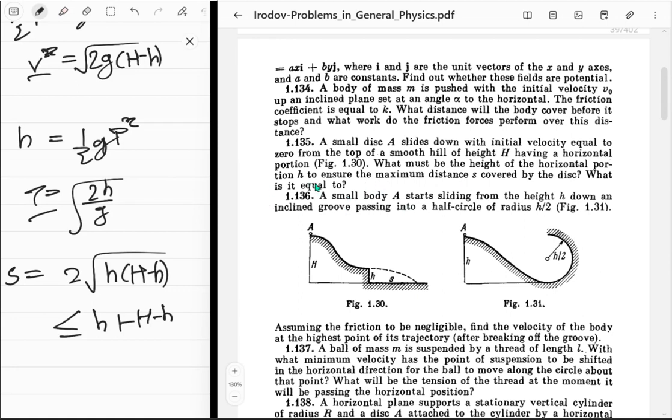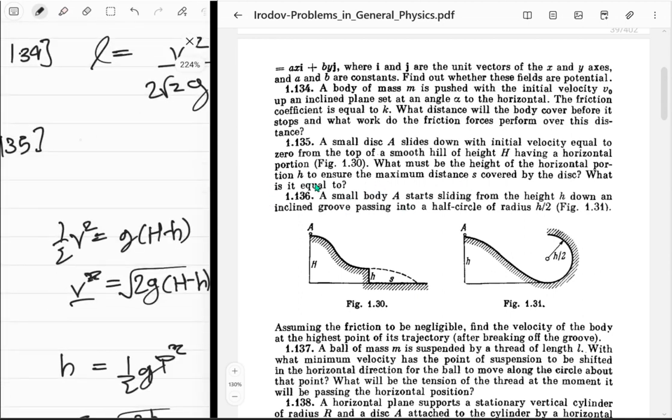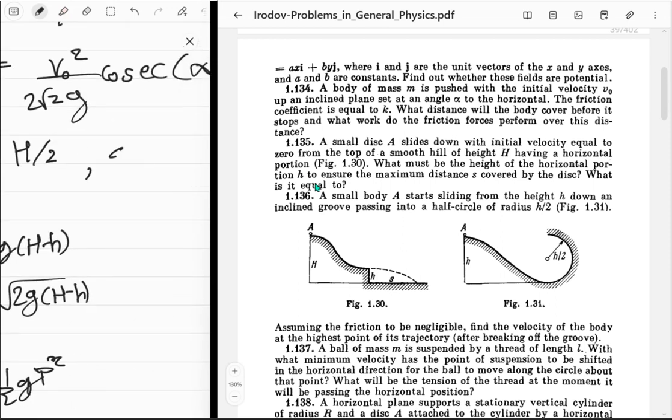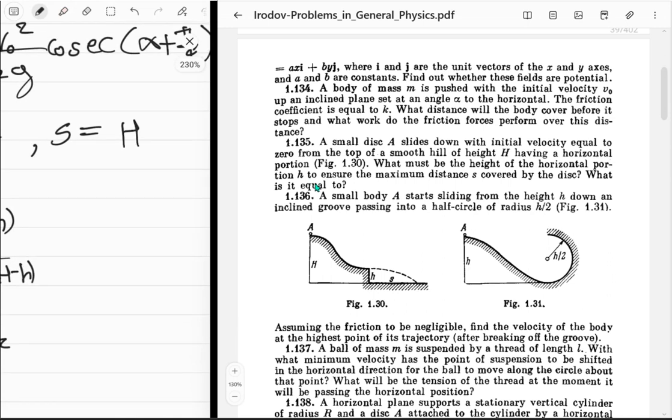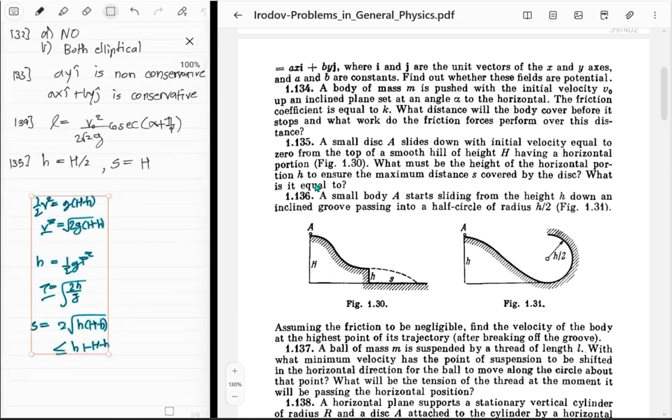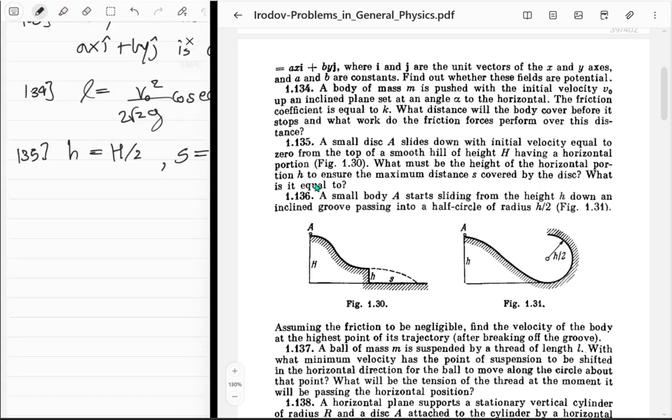What is it equal to? Fine. So just call this thing H naught, or just call it as H, is equal to capital H upon 2, and then the displacement is just capital H itself. Nice. Next question. 136.